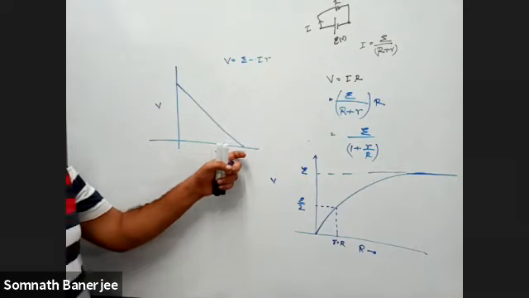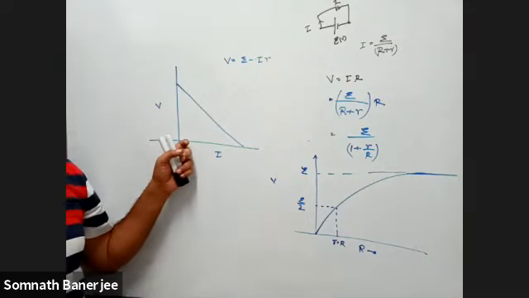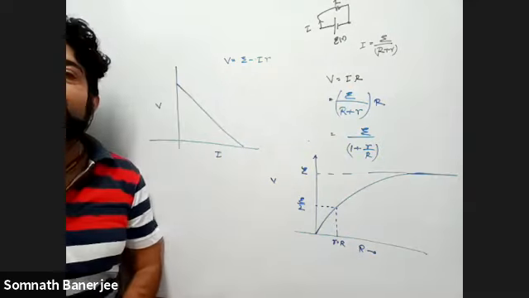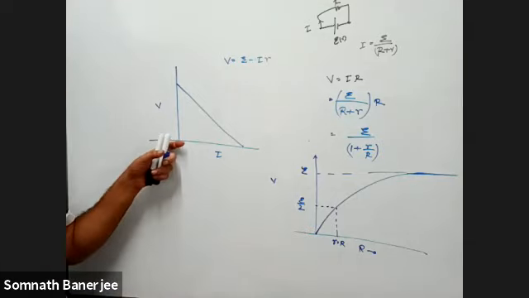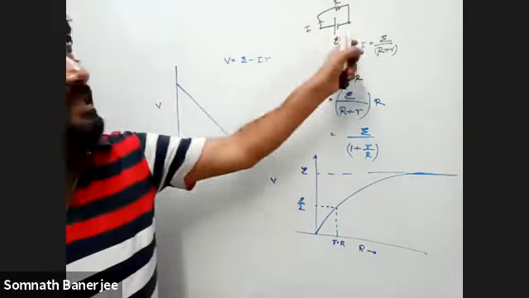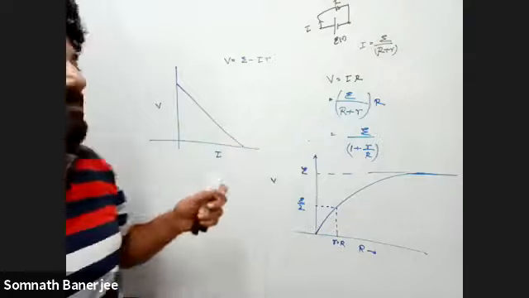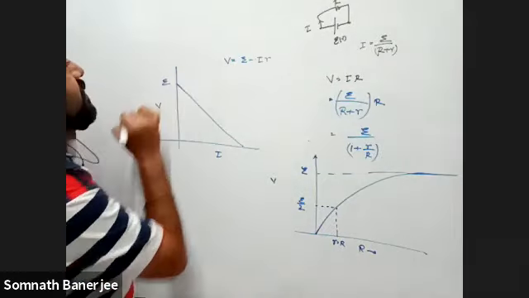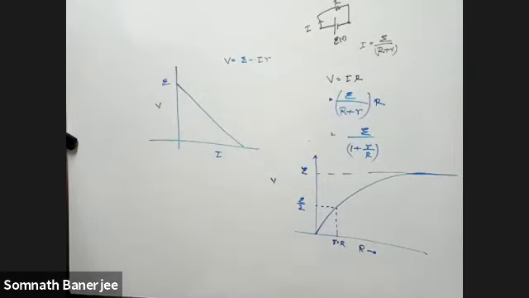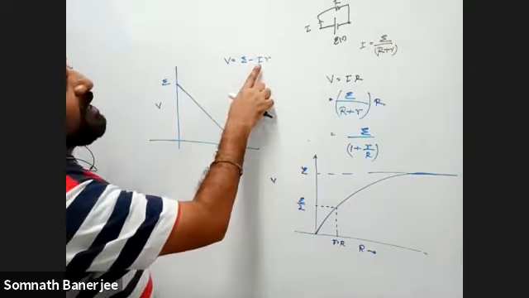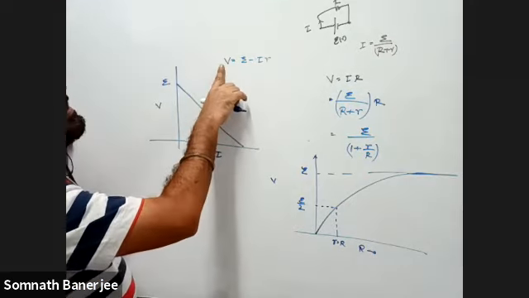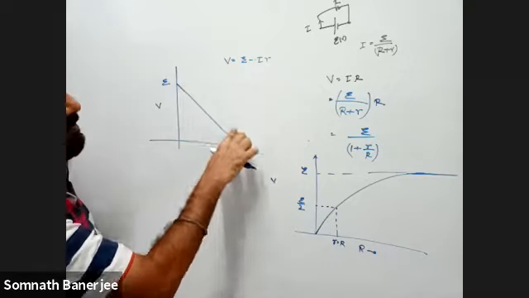So when the current is zero, that means it's an open circuit, because we know in open circuit no current flows. If no current flows, then the voltage is the EMF, which is the maximum voltage. So this one is maximum. Now suppose the current is increasing. If the value of the current increases, obviously your external voltage decreases.